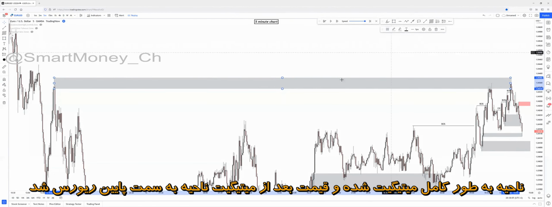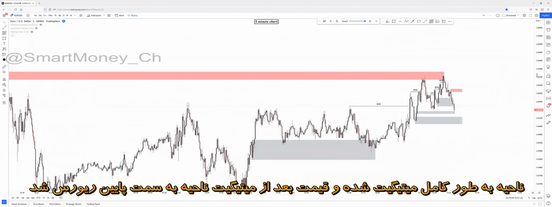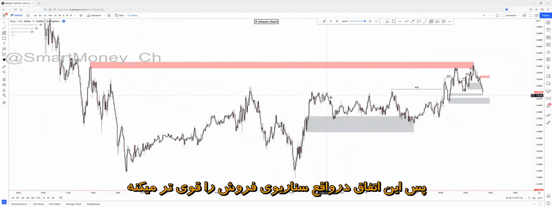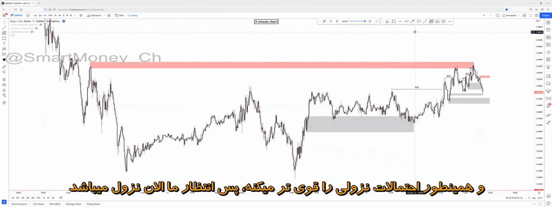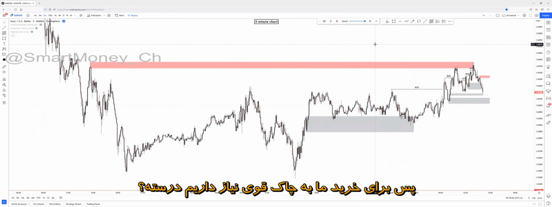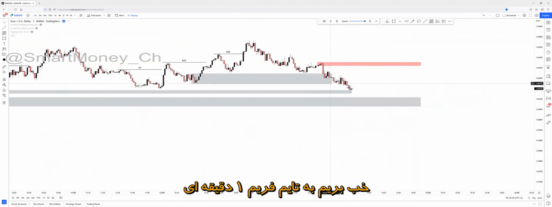Full zone mitigation. After a full zone mitigation, price has just reversed to the downside. So this actually makes the short scenario stronger. This makes the short opportunities and short entry stronger and puts it in priority. So our priority right now is shorts. Our secondary trades are longs. So for longs, we need strong changes of character. Okay, so switch back to the 1-minute chart.